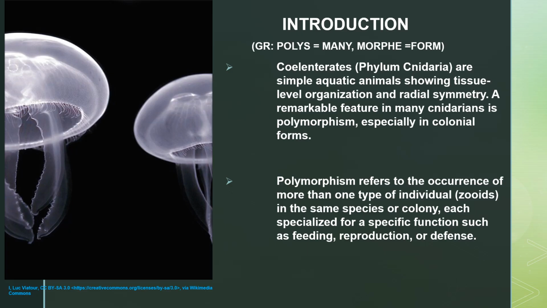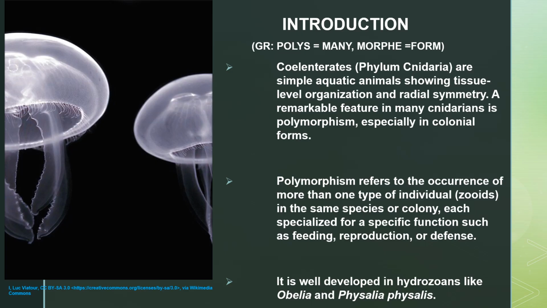Polymorphism refers to the occurrence of more than one type of individual in the same species or colony, each specialized for a specific function such as feeding, reproduction, or defense. It is well developed in hydrozoans like Obelia and Physalia physalis.